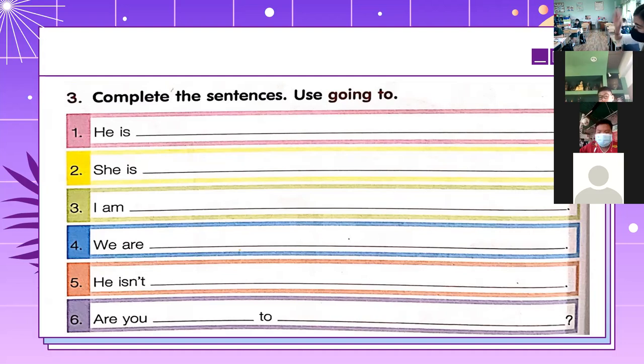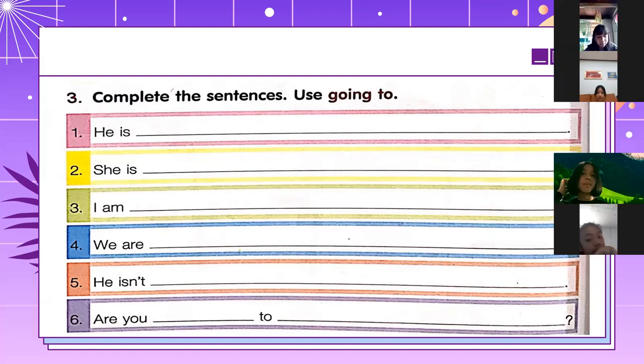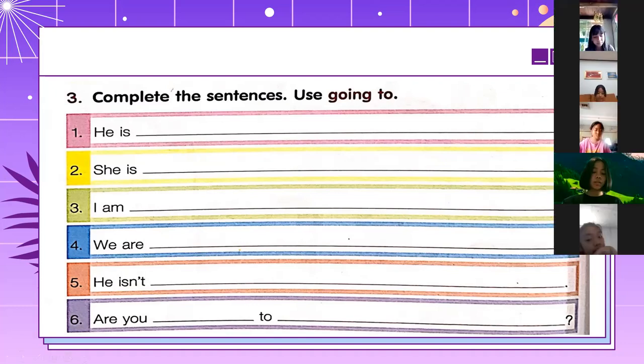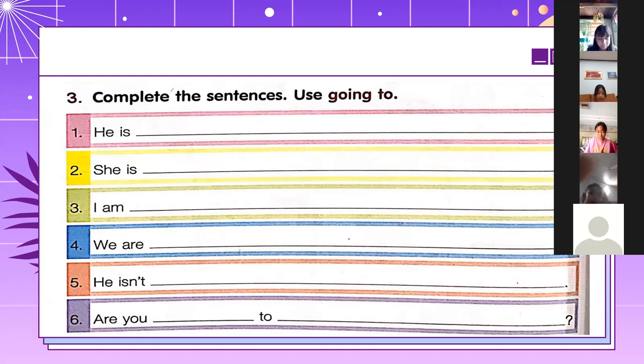We are going to blank for our online. How about our online? Who wants to answer? We are going to Hanbury. Okay, so that is correct. That is also correct. So we are going to, you can do the verb or a place, okay? So we are going to Hanbury. How about number five? Number five, who wants to answer?